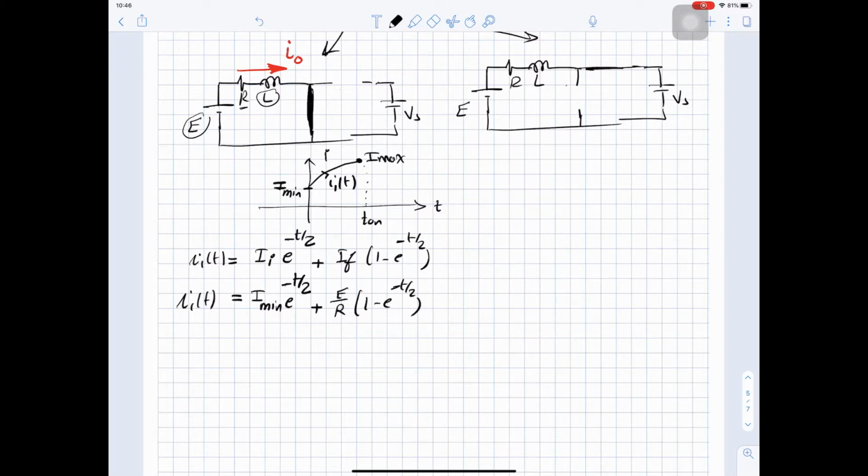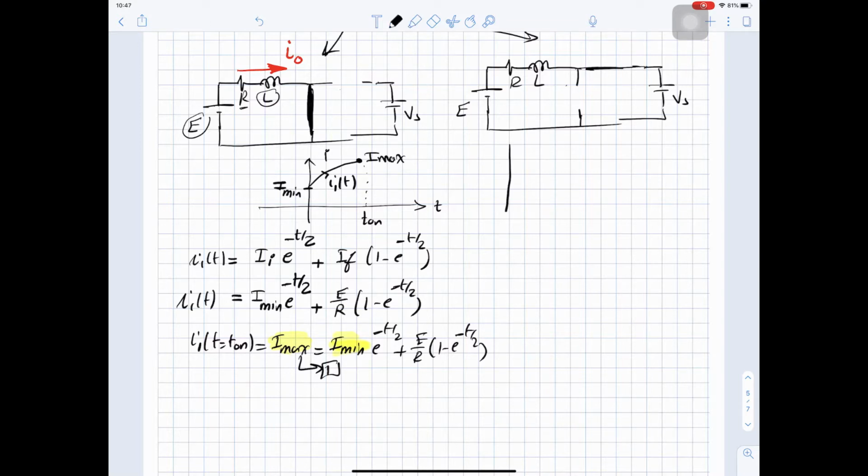and this is the equation for I1 of T. And if we find I1 of T equal T on, this should equal to I max, equal to I min e^(-T/tau) plus E over R (1 - e^(-T/tau)). And this is an equation, and in this equation there is two unknowns, I max and I min.